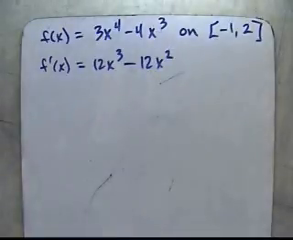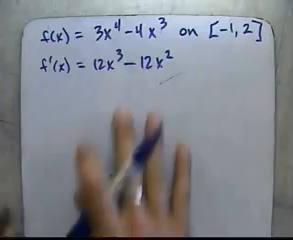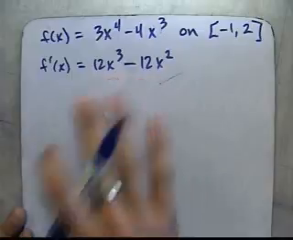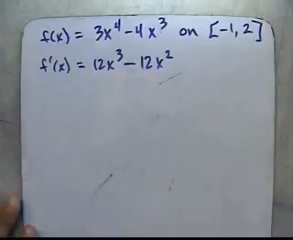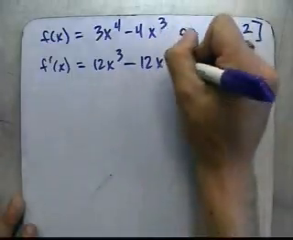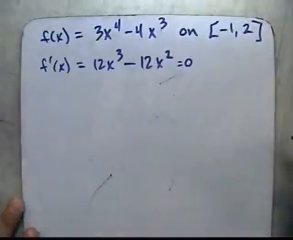Okay, so that's my derivative. That's going to find slopes for me, and I want to find critical points. Critical points happen wherever my function equals 0, or wherever the function is undefined. Those are the two spots where critical points happen. So I want to set that equal to 0.